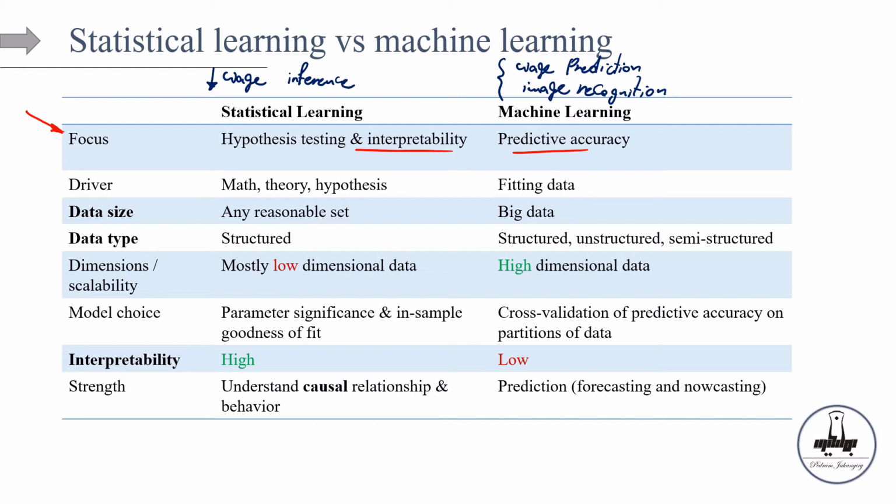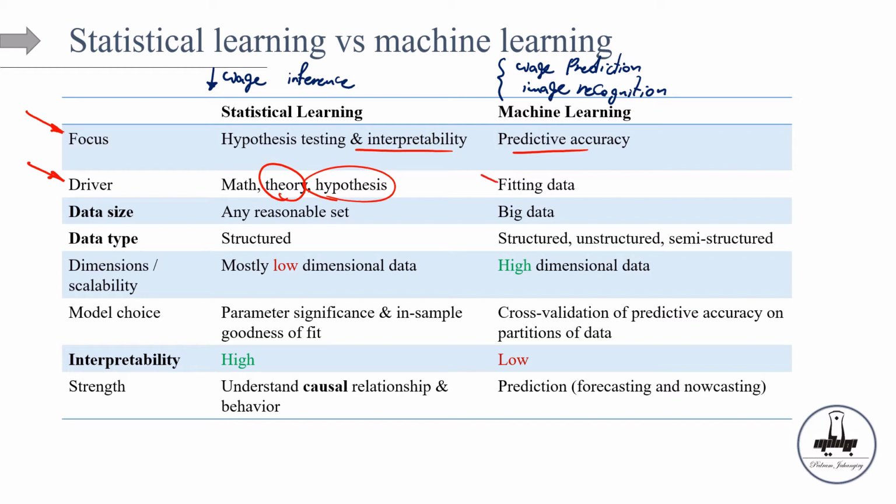For statistical learning, what are the drivers? The drivers are math, sometimes theory, and most of the time hypothesis, right? So you have an idea, you want to test that idea, you have some hypothesis. So you come up with a model and you try to see what's the relationship between variables.